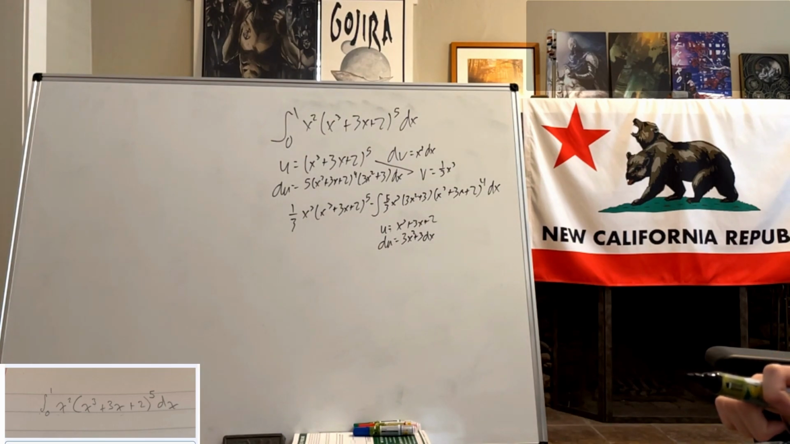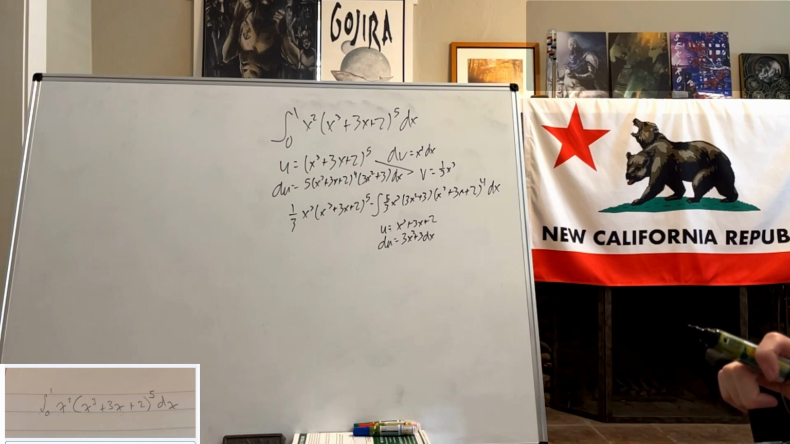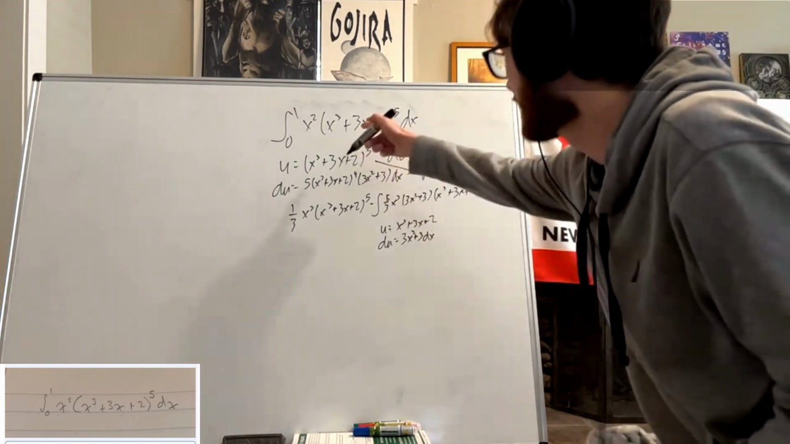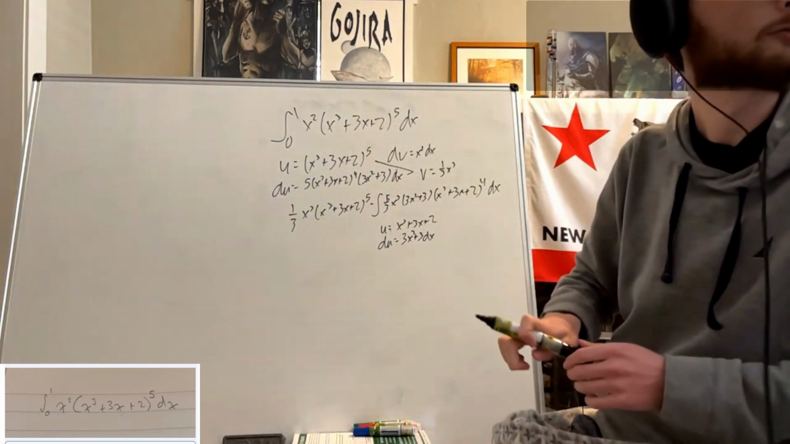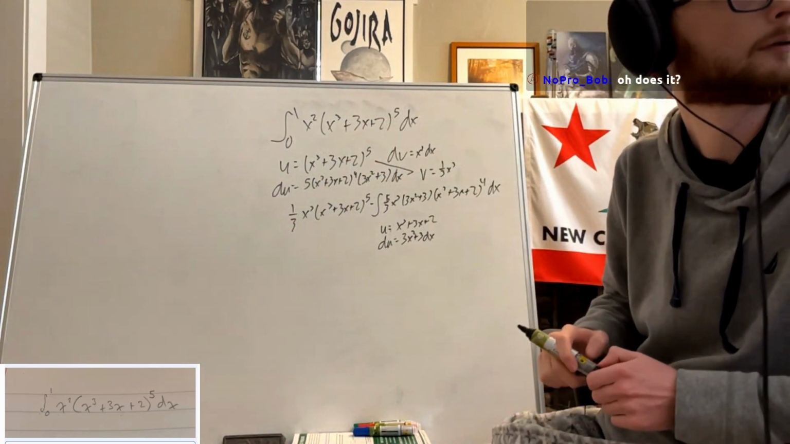No, Bob, because if u equals x cubed plus 3x plus 2, then du is 3x squared plus 3. It's that plus 3 that messes it up. That's what I thought too, like just off the bat you do a u sub with that, but the 3x derives to 3.